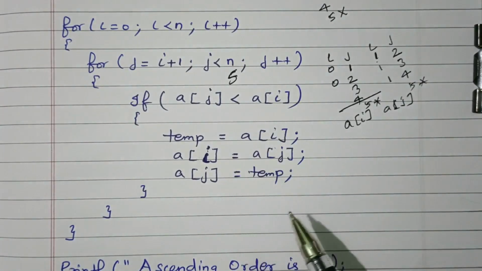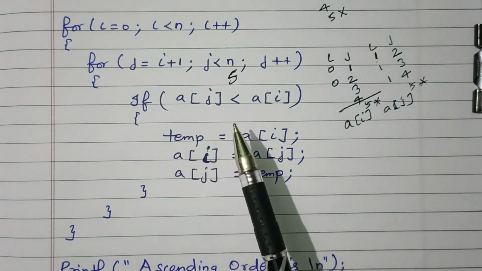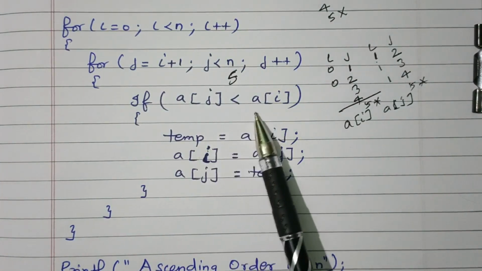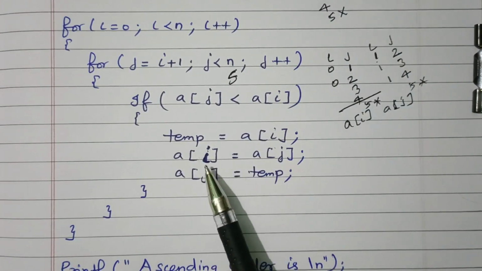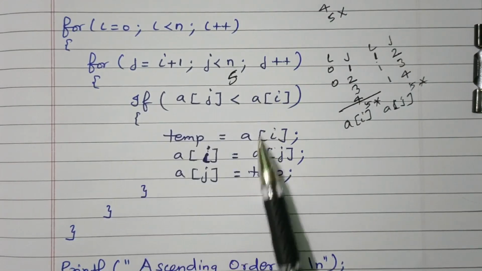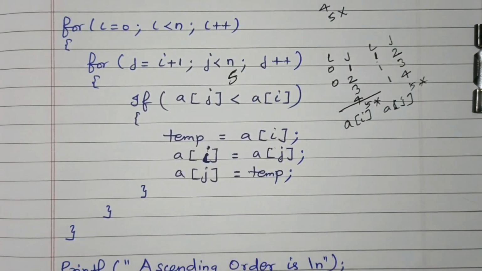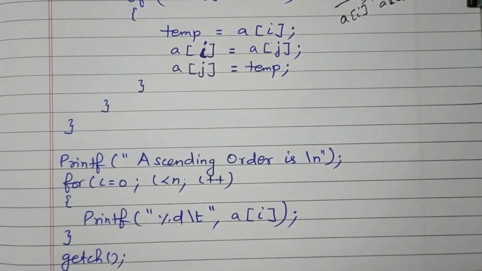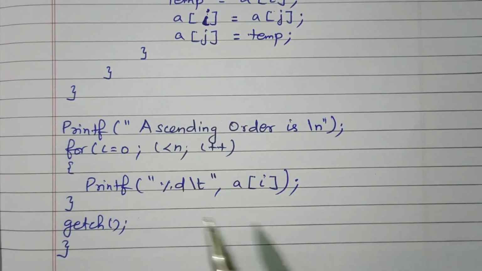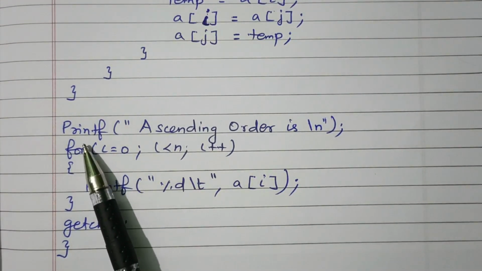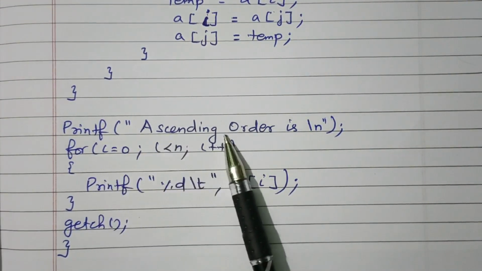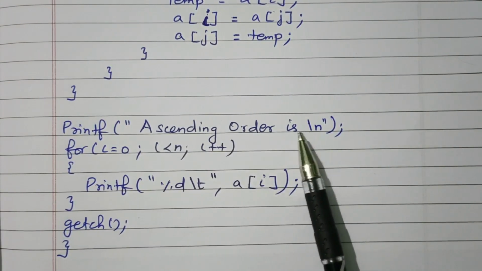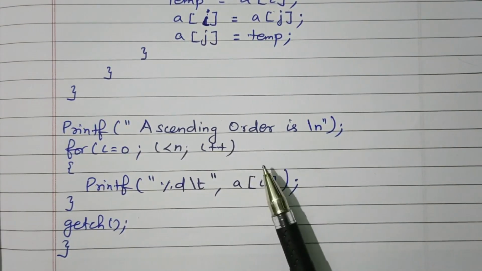First number, second number, third number and fourth number. Only if the condition is true, that will be interchanged. Otherwise, it is terminated, right? So after completing all the loops, the numbers are arranged in order. We already discussed with the example how the numbers are arranged. Now we can print the numbers. Printf of ascending order with \n means that after printing ascending order, it will go to the next line.